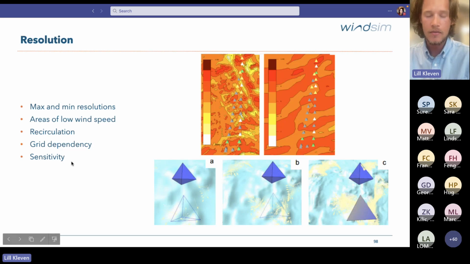And yeah, I will come back to this in the conclusion, but resolution is a very sensitive parameter. And with high resolution, the trend is that you will capture the high wind speed zones and also the areas of low wind speed and recirculation.